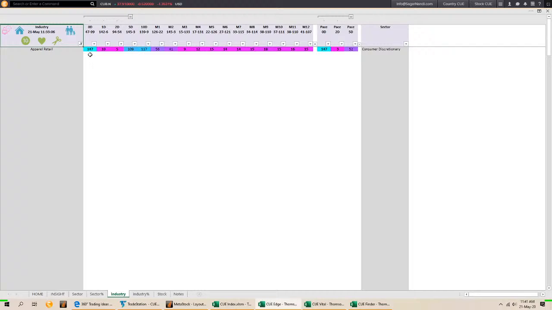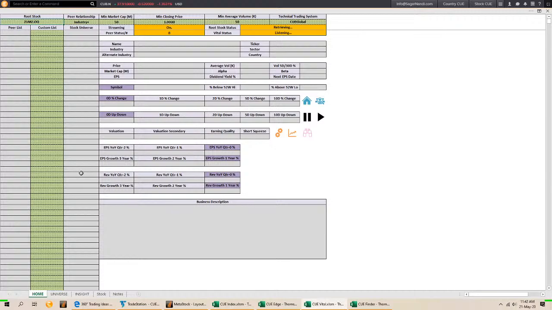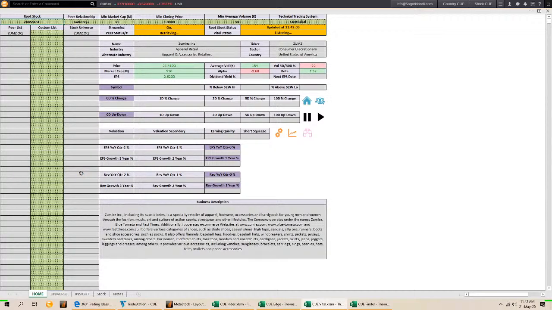The industry, apparel retail, is one of the strongest today. That allows us to buy the stock. Why don't we carry out a complete peer analysis using QVital? Again, everything I am doing is in 100% real time. I don't store any data on my computer.